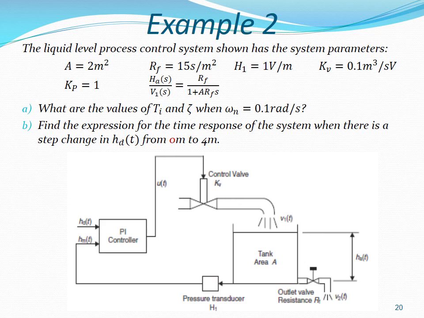In the second example, we are given a diagram that shows the arrangements of components in a liquid level process control system. We are also given the values of the parameters of the components that make up the system. We are required to find the values of Ti and zeta when we're given omega n. We're also required to find the expression for the time response of the system when there's a step change in the reference input.